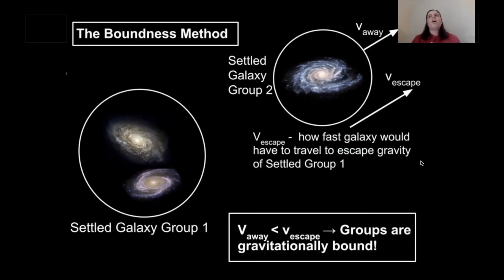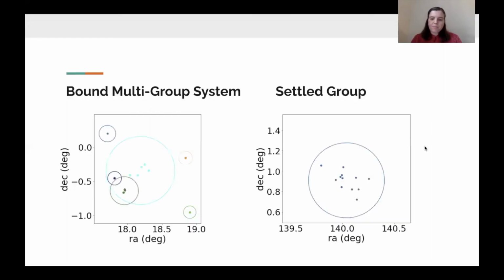If the groups are moving away from each other at a speed that is less than the escape velocity, then they aren't moving away fast enough to overcome the escape velocity, and the two groups are gravitationally bound. And if two groups are gravitationally bound, we call them a bound multigroup system.